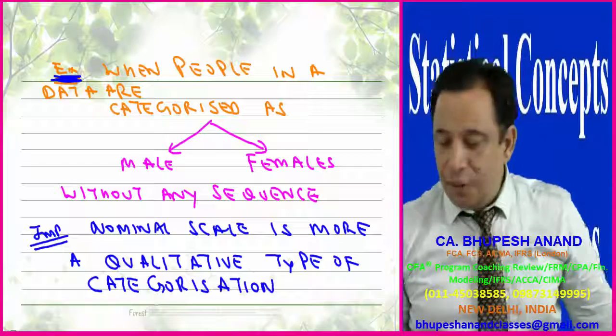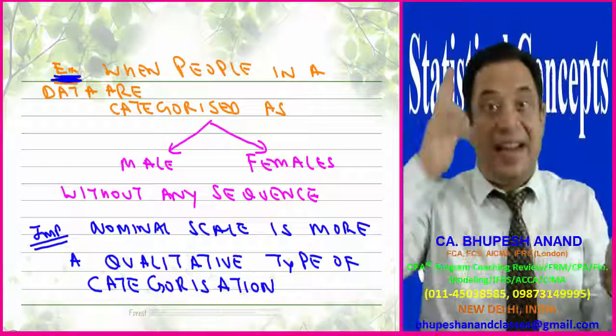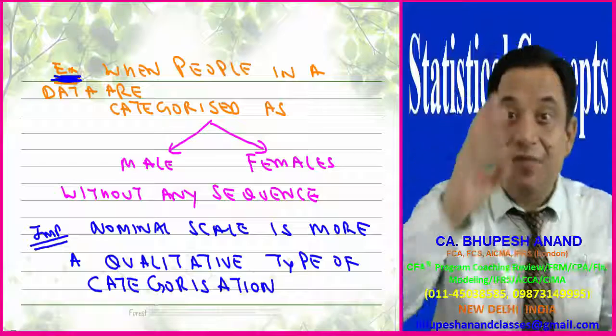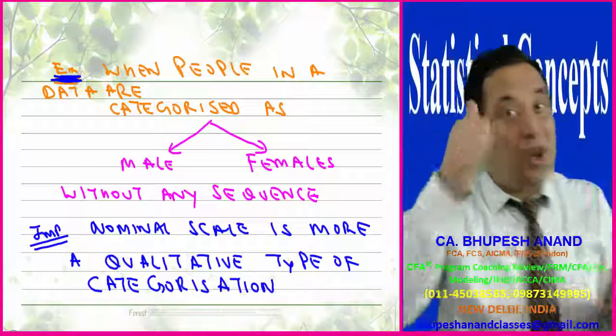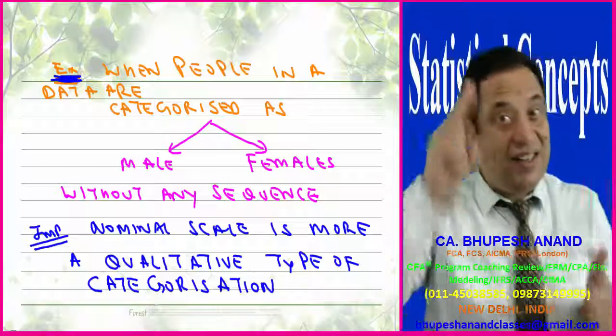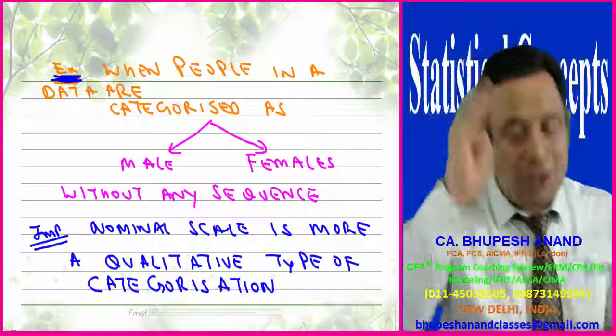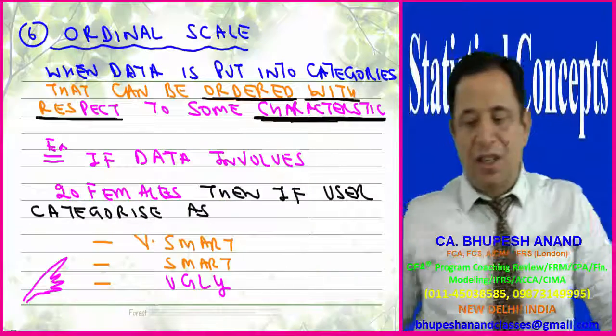Qualitative. So there are four types of scales. First is nominal, second is ordinal, third is interval, fourth is ratio. So let me start with the journey.